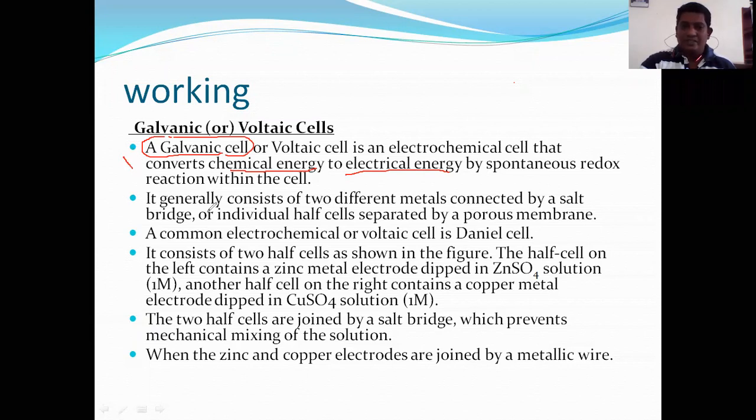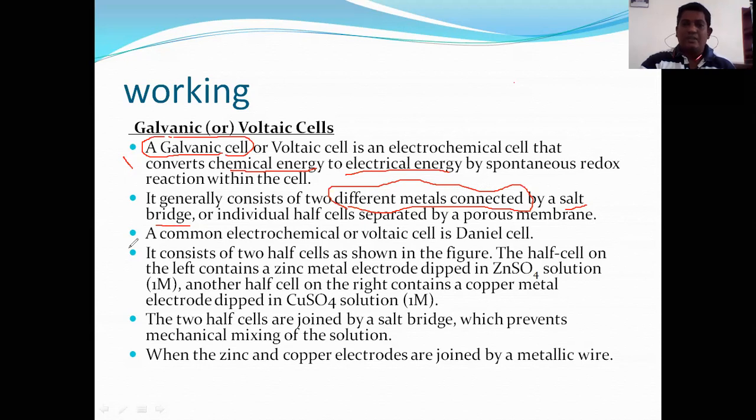It generally consists of two metal electrodes connected together. Just now we have discussed: one should be a zinc rod and the other a copper rod. Both rods are connected through a medium, and that medium is known as the salt bridge.